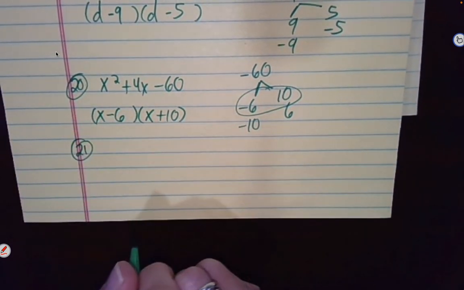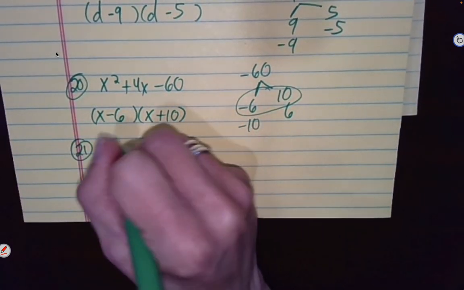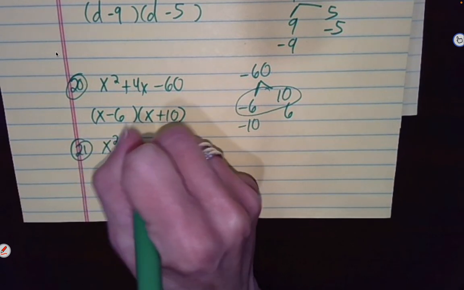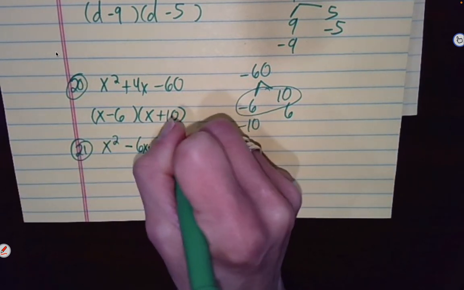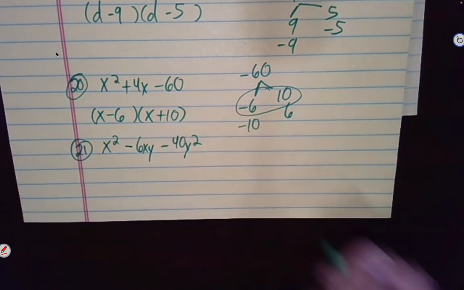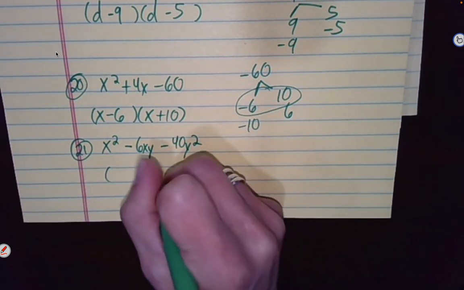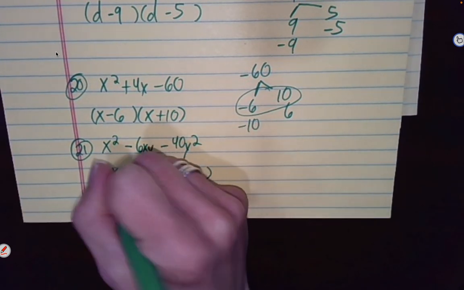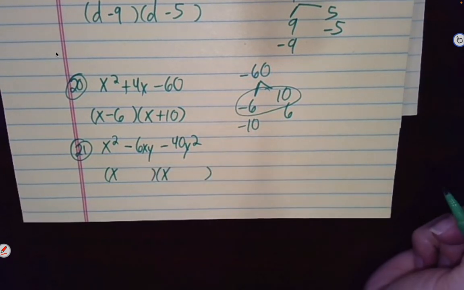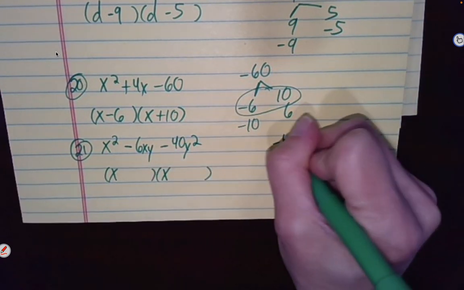All right, 21. I'm just going to keep going. X squared minus 6xy minus 40y squared. Is there a number out front? No, so I can go ahead and put what? X and X. You're good at that part. Okay. So we've got negative 40y squared.